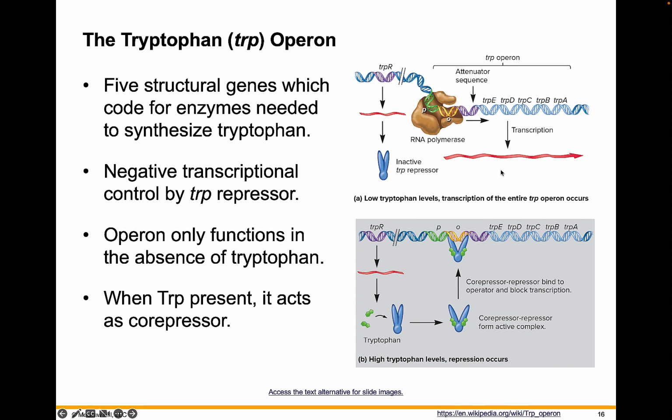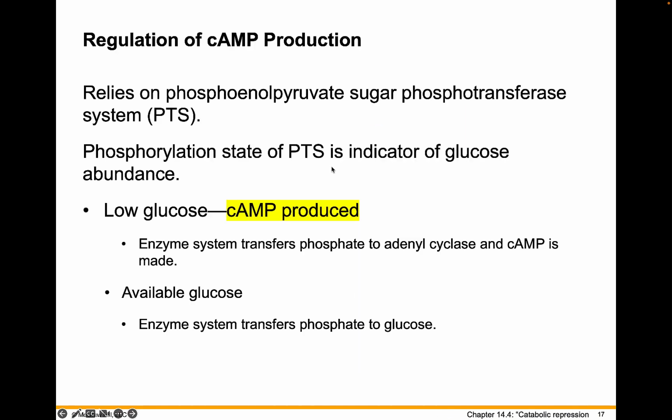So with a low tryptophan level, transcription of the entire TRP operon occurs. It is constitutively on all the time. When there is too much tryptophan, it can be turned off. So this is a repressible operon, just the opposite of an inducible operon like the lac operon.